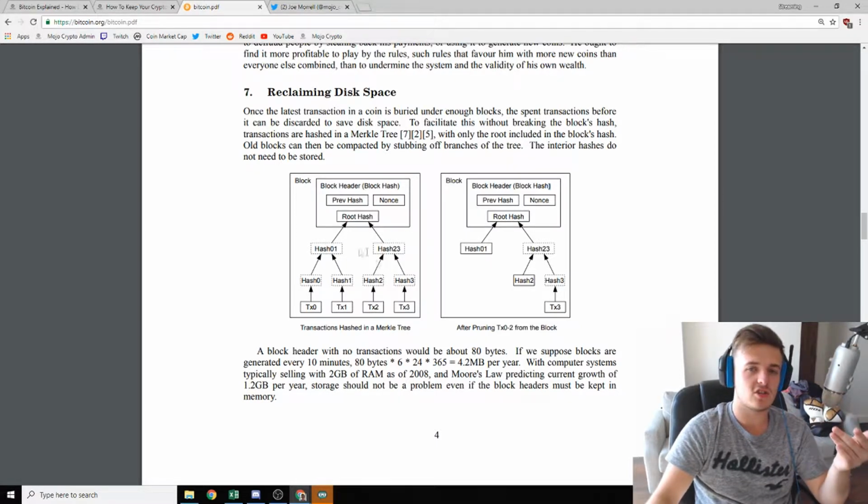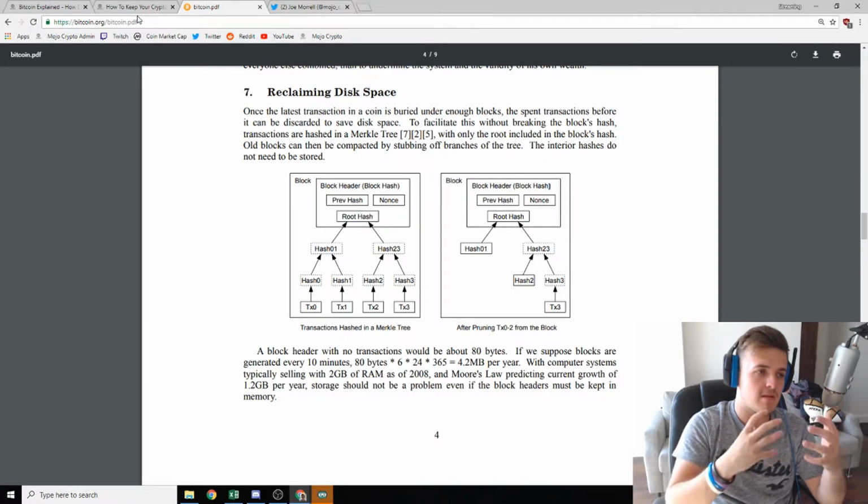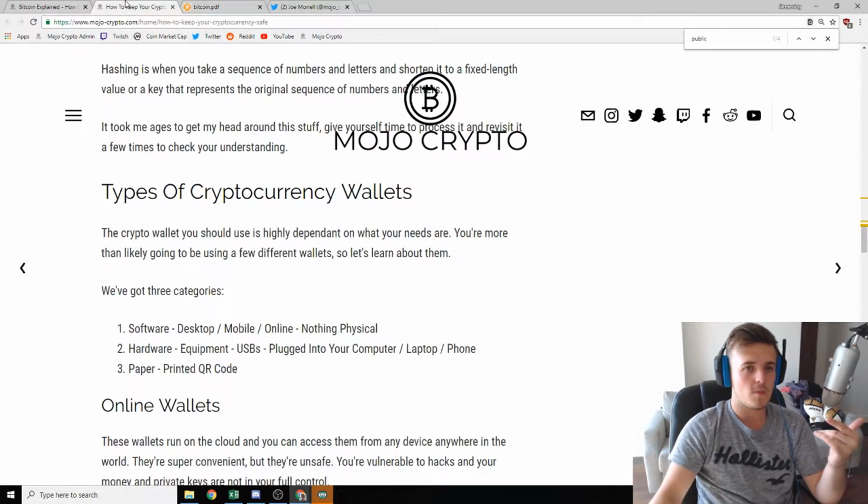It just saves a bunch of space. It keeps the blockchain more accessible to more people. Since it takes up less space, you don't need as expensive storage, so it allows more people to access it.